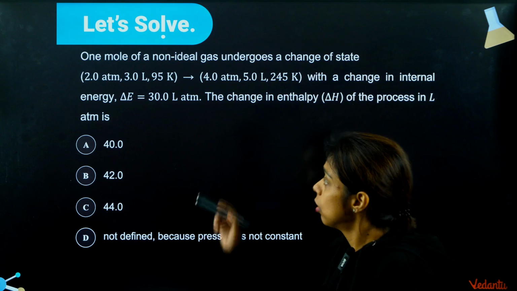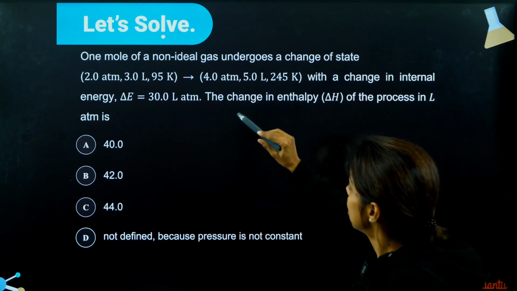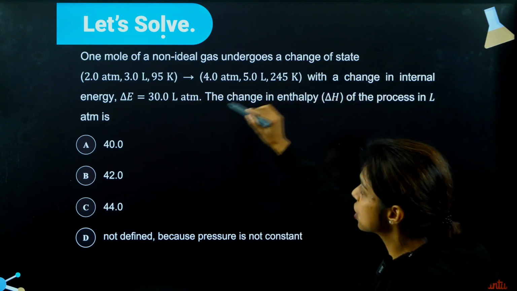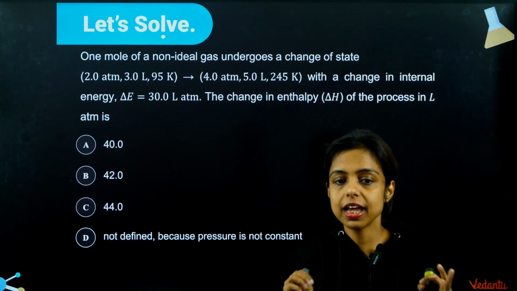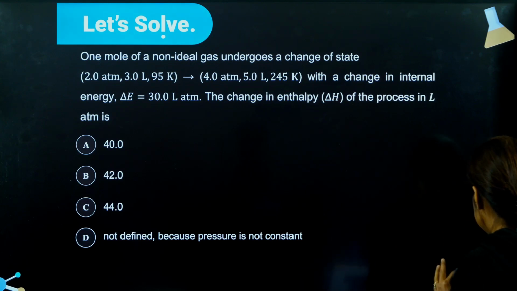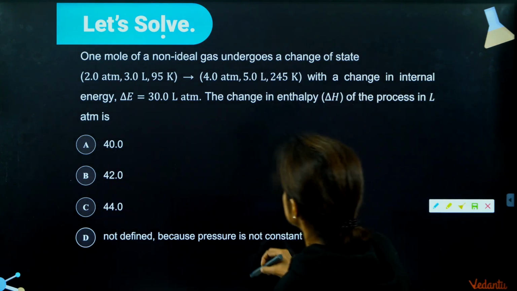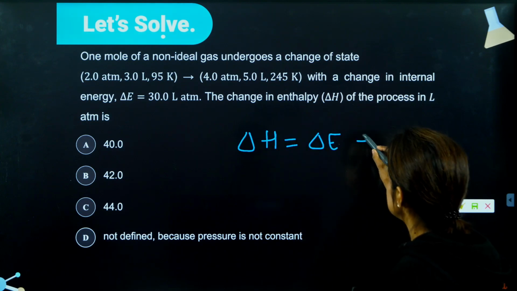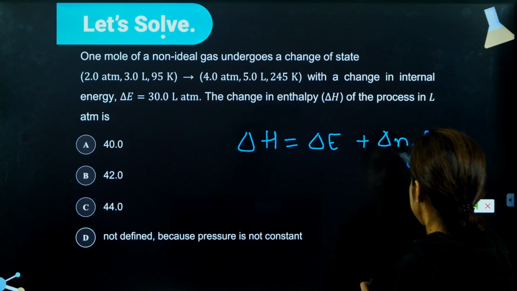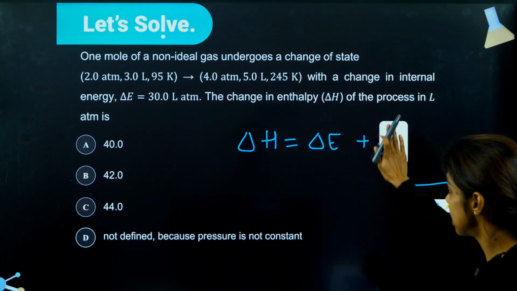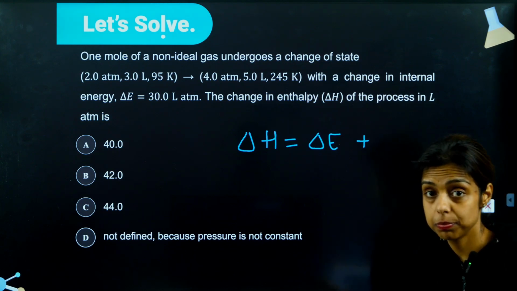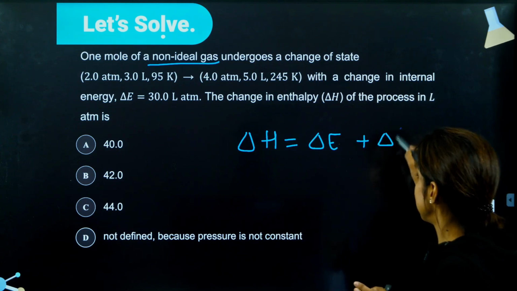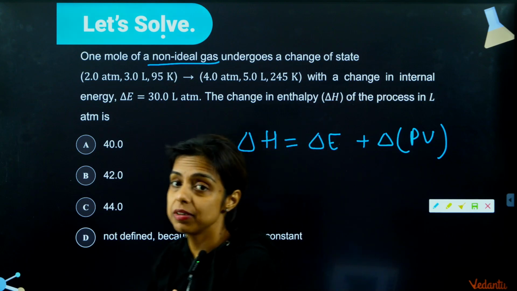Okay, let's have another question. For 1 mole of a non-ideal gas, please take care, undergoing the following change, pressure is given, temperature is given, volume is given, with the change in internal energy, delta E, given. The change in enthalpy of the process. Delta H is equal to delta U, or you can also write it as delta E plus delta n g RT. This you know, but we write delta n g RT just because the gas is ideal, we replace PV by nRT. But it is mentioned that the gas is non-ideal, so here we will take delta PV only instead of n g RT. We cannot replace PV by nRT, right?